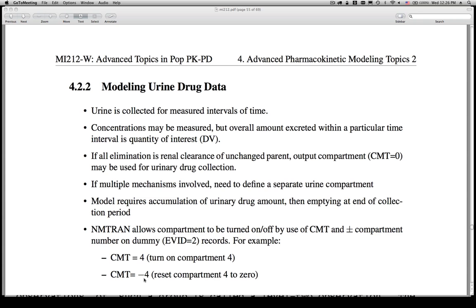Now remember, we do have in NMTran the ability to reset the entire system. That's event ID 3, or event ID 4, which allows you to reset followed by a dose in the same record. But that's not helpful here because we don't want to reset the whole system. All we want to do is reset that urinary collection compartment. So we're going to use this compartment and a negative compartment statement with a dummy data record to identify when the model is collecting urine, when it has stopped, when it restarts, and so on.